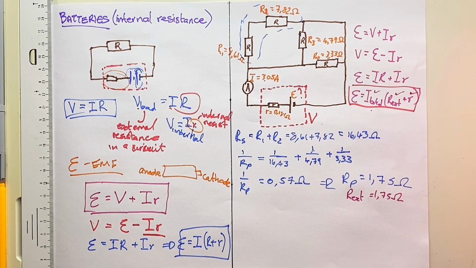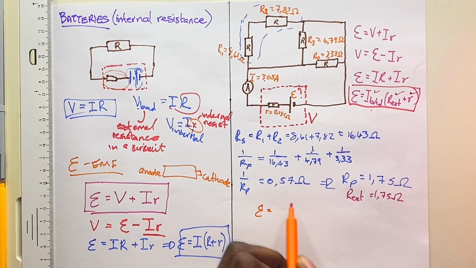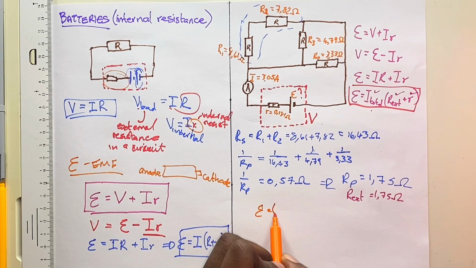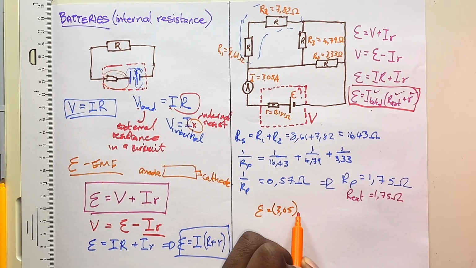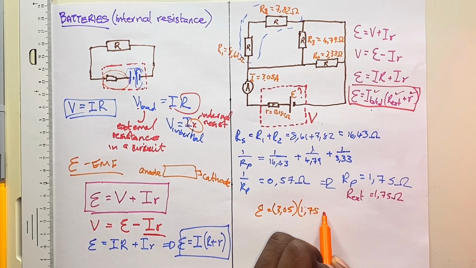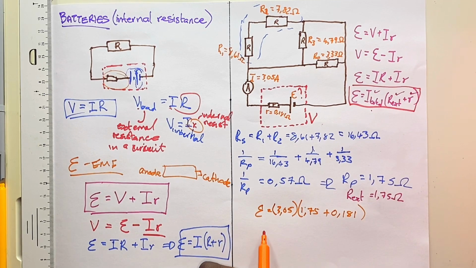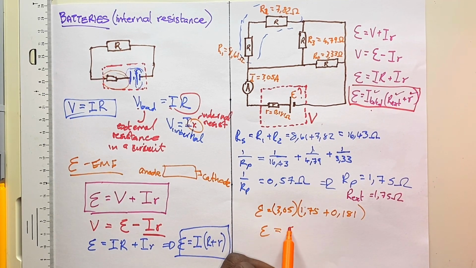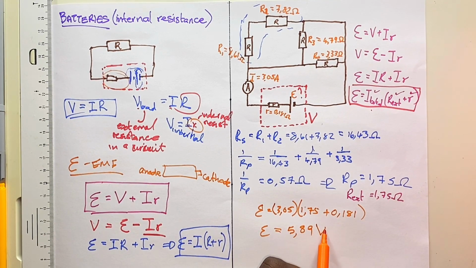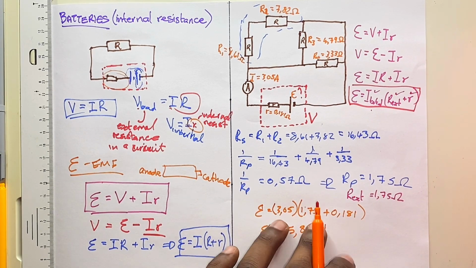All I have to do now is calculate my EMF. So it will be given by total current, which is equal to 3.05, multiplied by external resistance, which is 1.75, plus internal resistance, which is 0.181. And that will give me my EMF as 5.89 volts. Now, EMF is potential difference, so it is measured in volts.